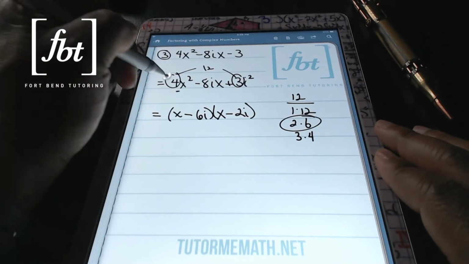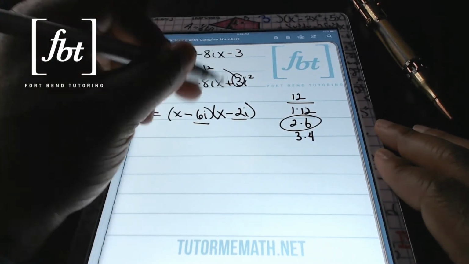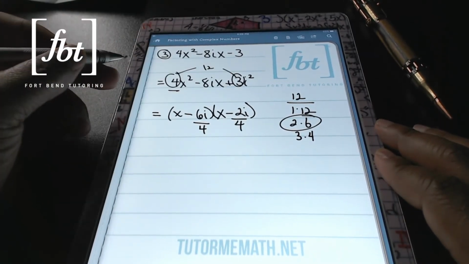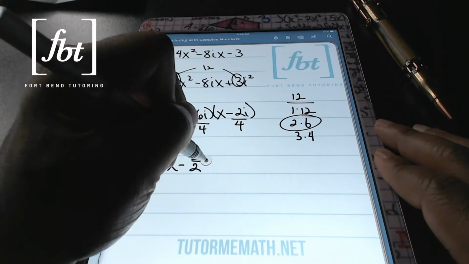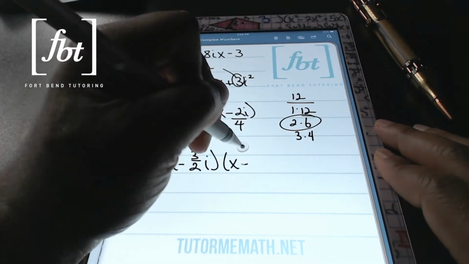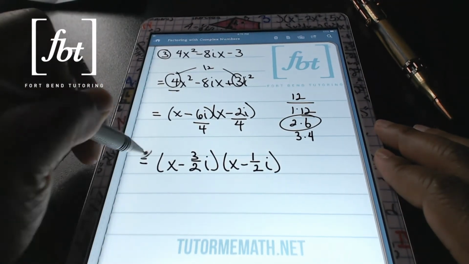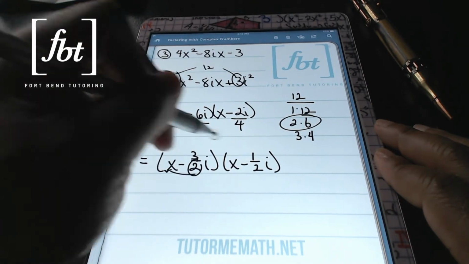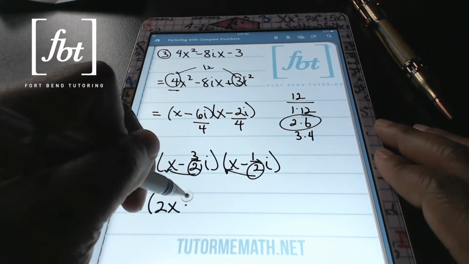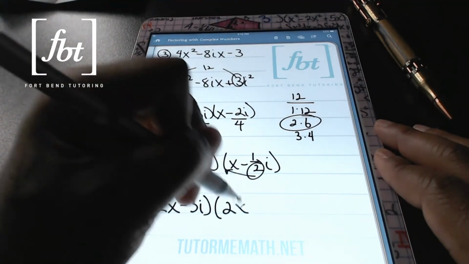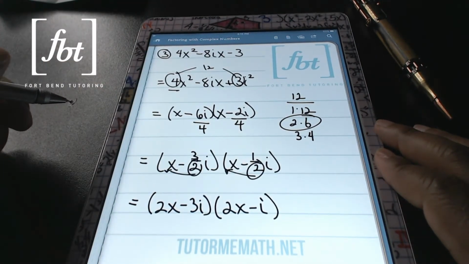Well, because we had a leading coefficient of 4, which is not 1 as we saw in the previous problem, I'll be dividing both of these values by the leading coefficient of 4. From here, I'll be simplifying my results, so I'll end up with x minus 3/2 i times x minus 1/2 i. And then any remaining denominators will be placed in front of their respective variables. So I'm going to be moving these denominators in front of the variables, and I'll end up with 2x minus 3i times 2x minus i, just like this. And this is the answer to our problem.